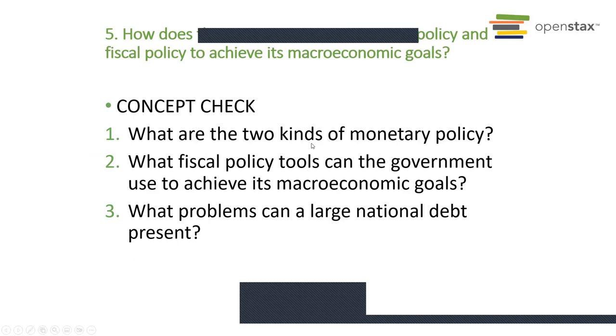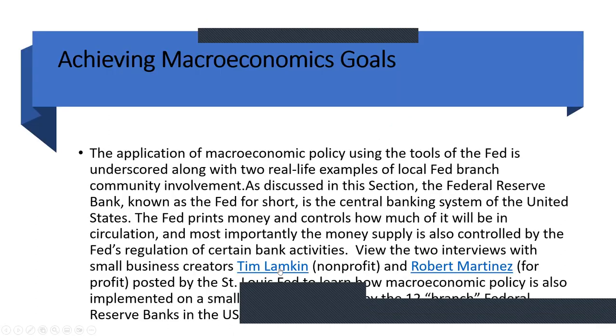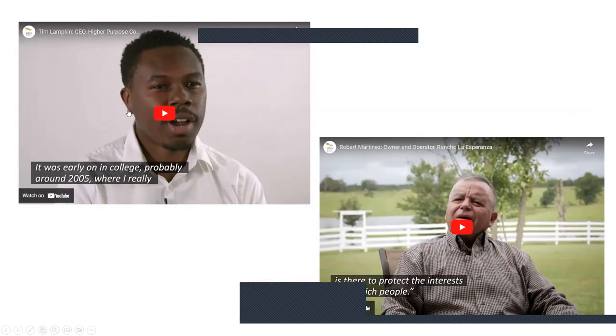So here are some concept checks. What are the two kinds of monetary policy? What is fiscal policy? And what problems can a large national debt present for the country? Here's a good chart about the revenues and expenses of the federal budget, right? Here's an application of macroeconomic policy and the Fed and how it relates to business and banking. And here are two videos that you could click and watch.